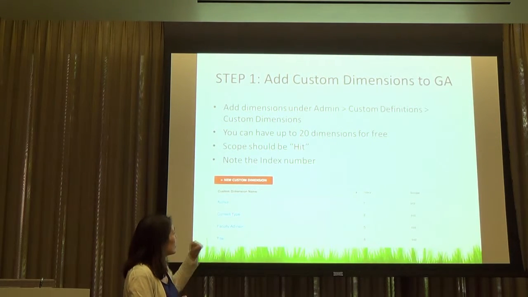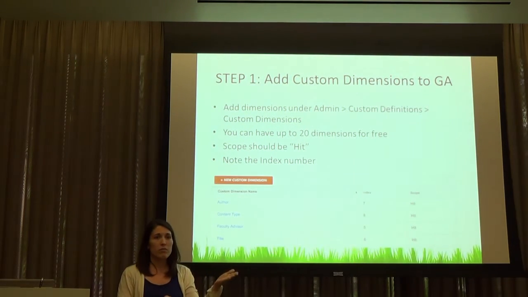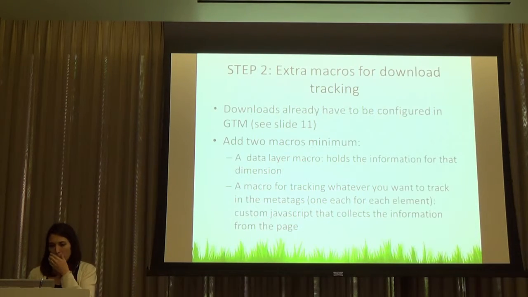And then the index number is really important, because this was how you map that from Google Tag Manager to Google Analytics and make sure they're talking to one another.